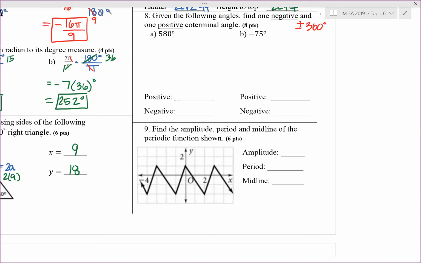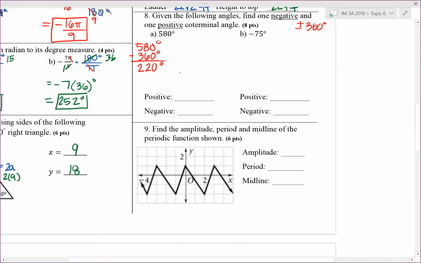So sometimes subtracting twice is going to get me my answer, or adding twice is going to get me my answer. Other times I'm going to have to do both. So it's always better to do, if the number that's given is positive, to subtract. If the number that's given is negative, to add. So if I start with 580, I'm going to subtract 360. So 580 minus 360 is going to give me 220 degrees.